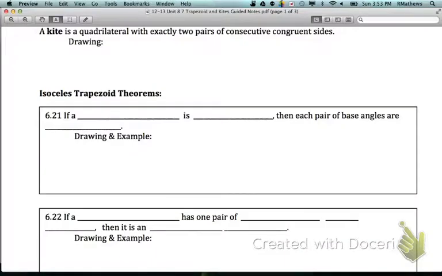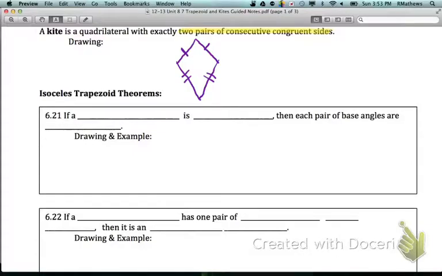And finally, we have a kite. A kite is a quadrilateral with exactly two pairs of consecutive congruent sides. When it says exactly like that, that means it has to be two pair. It can't just be one pair. It must be two pair of consecutive sides. And so a kite would look something like this. And we would show the consecutive congruency this way, where two sides in a row where they touch, they make a vertex, would be congruent.